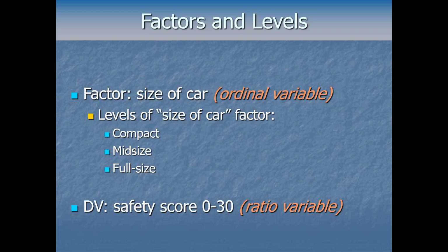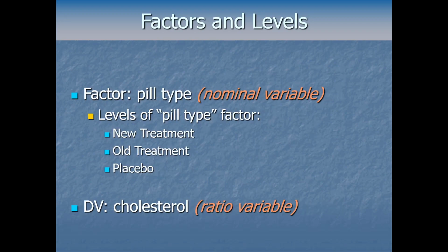Whereas the dependent variable might be something like safety score from 0 to 30, which maybe is measured on a ratio scale. Or another study might compare different medications for cholesterol treatment, where some people are given the new drug, some people get the old kind of standard drug that people have been taking for a while, and some people get an empty placebo pill.